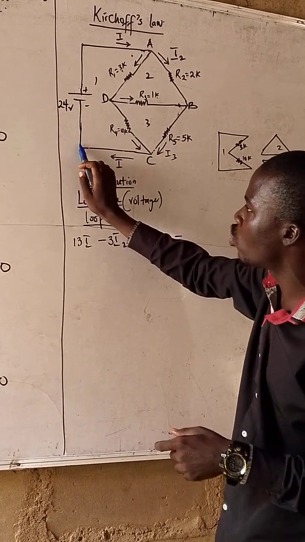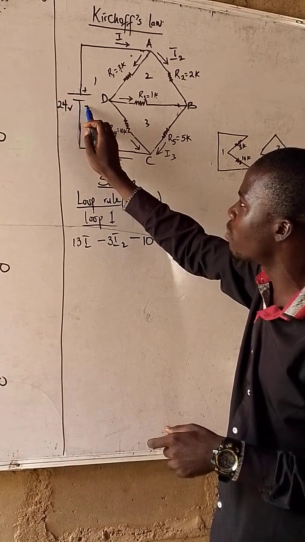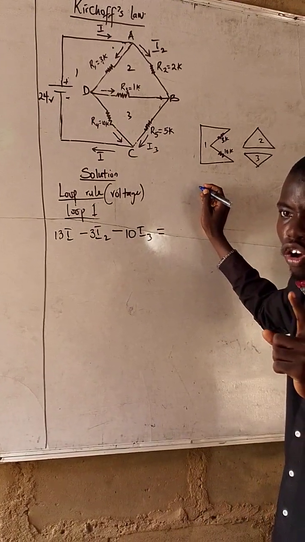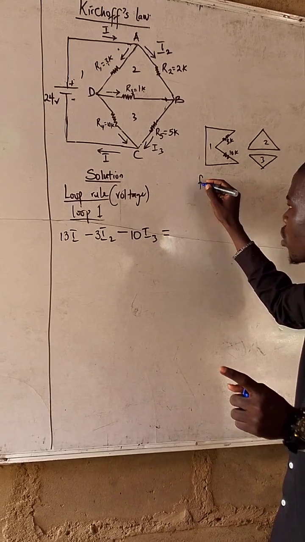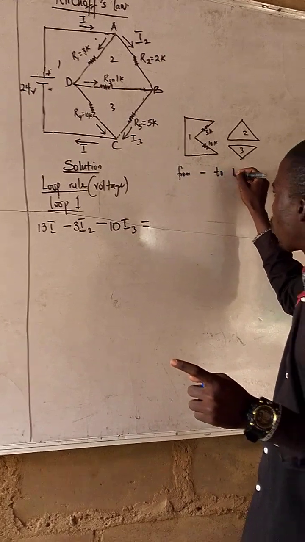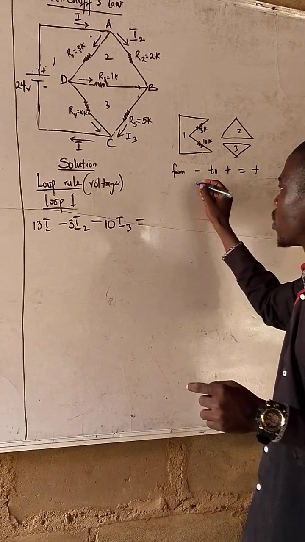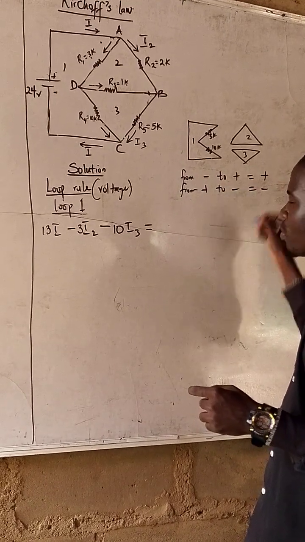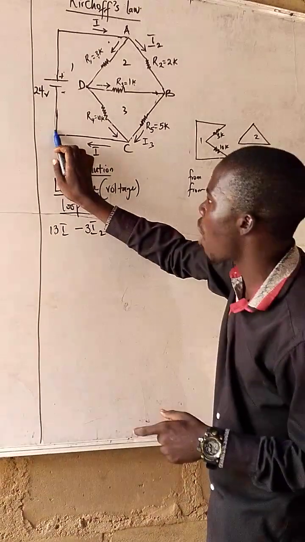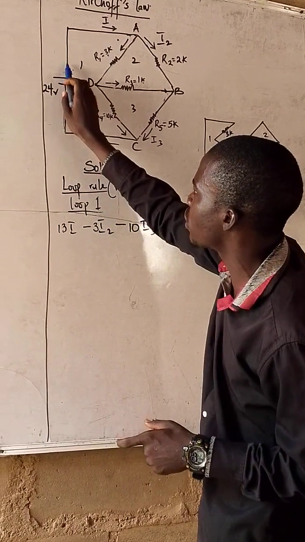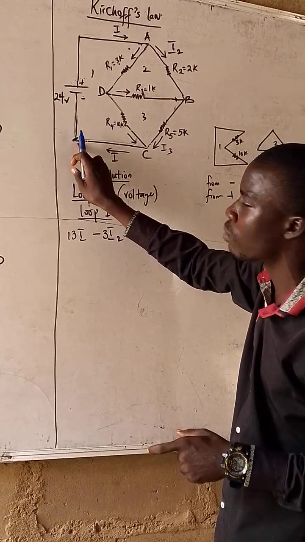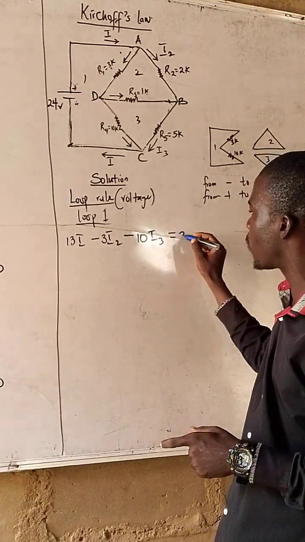Then equals to, you will now travel around the loop. How will I travel around the loop? If I move like this, I'm moving from negative to positive. This is the convention for voltage. If I'm moving from negative to positive, the answer will be positive. But from positive to negative, it will be negative. So I'm moving here. How am I moving? From negative to positive, like this. I will come back where I started from. So from negative to positive, that's positive.